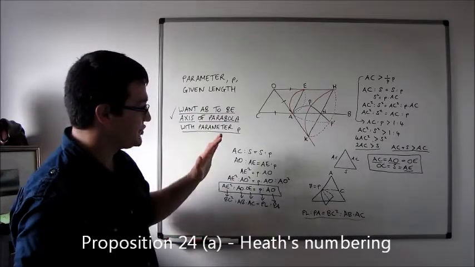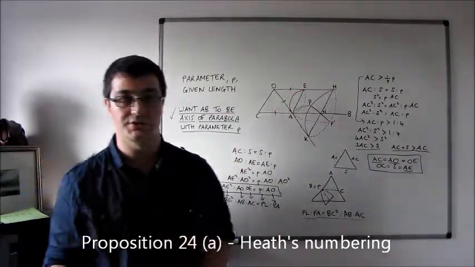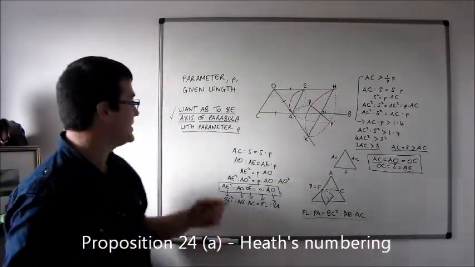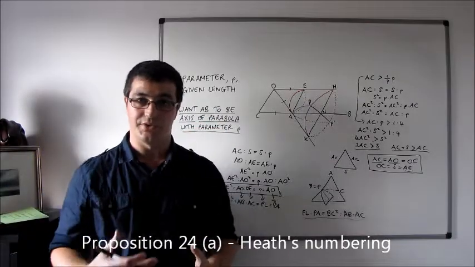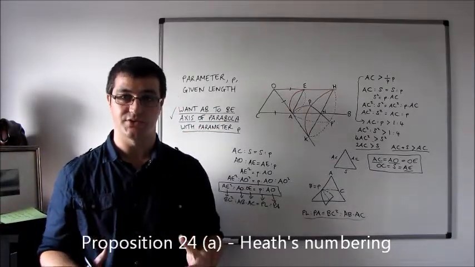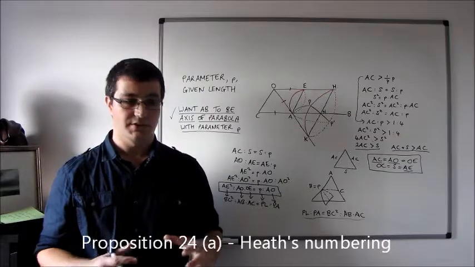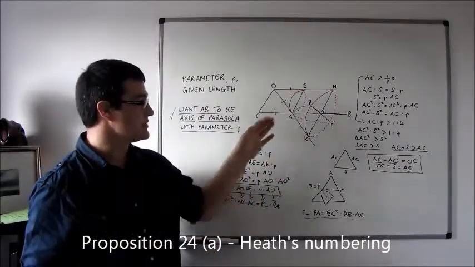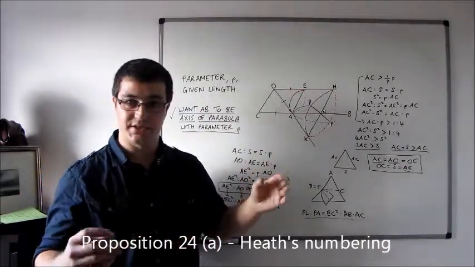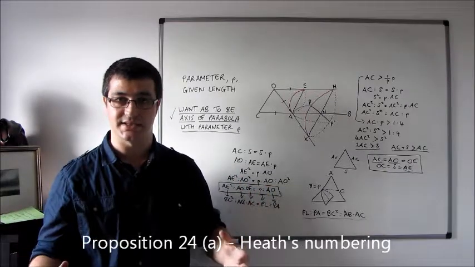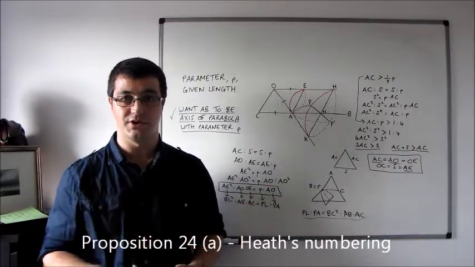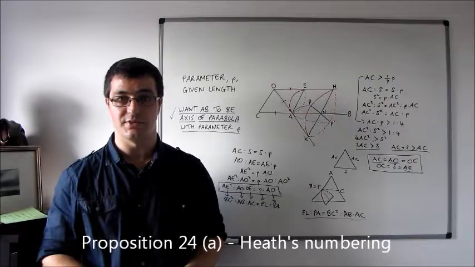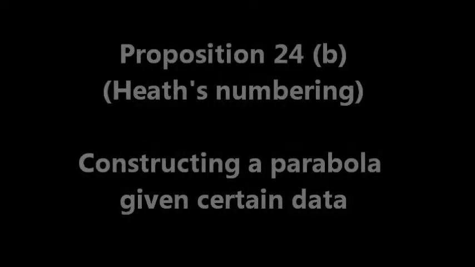So this construction shows that given these certain bits of information about the section, we can actually reconstruct the section itself. That's the specific case where the diameter is actually supposed to be an axis. We're going to move now on to the more general case where we consider more general diameters.